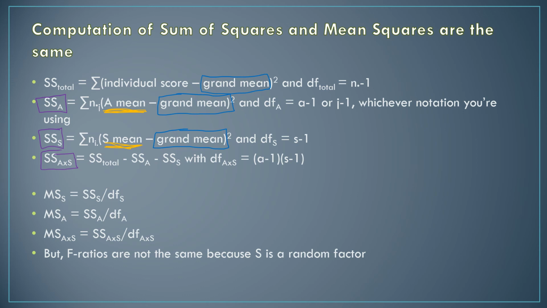And so then you do get, similar to the between subjects designs, your 3 different mean squared values, and your F ratios are the same because your S, or your subject, is a random factor. So subject is considered to be random, and so your F ratios are calculated the same as between subjects designs.